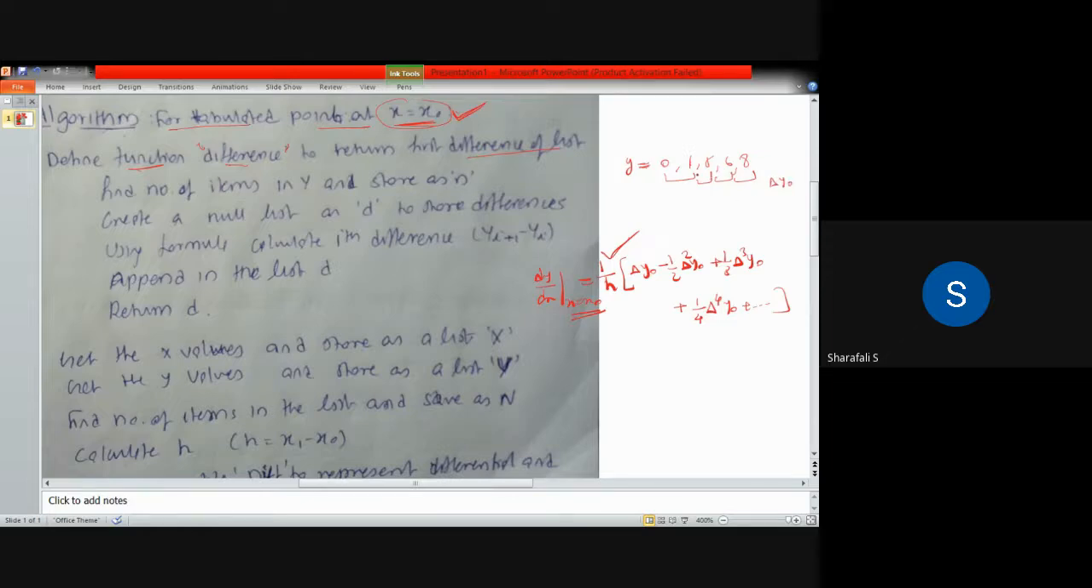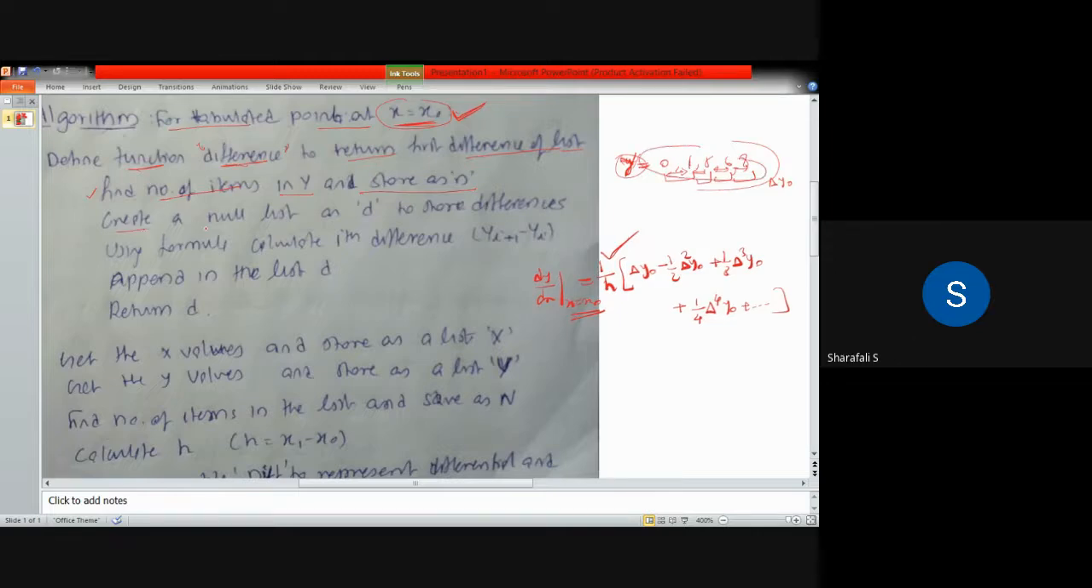So for that, you are defining this function, difference, to return the first difference of the list. It means that you have to take the difference between each of the elements in this list, y. Okay, let's consider this as capital Y. After that, we have to find the number of items in y and store it as n.